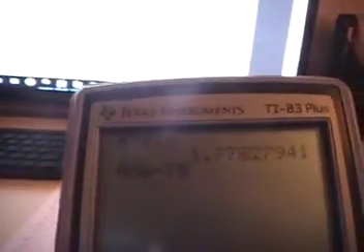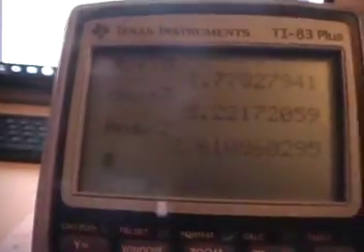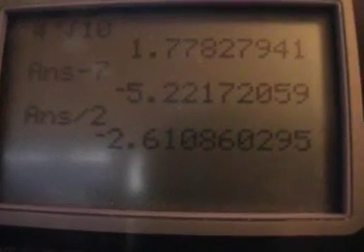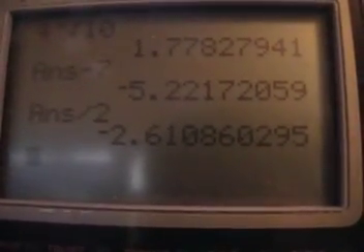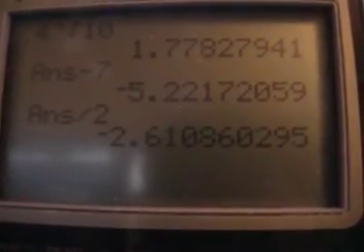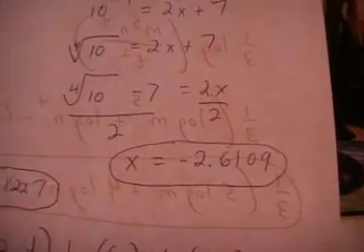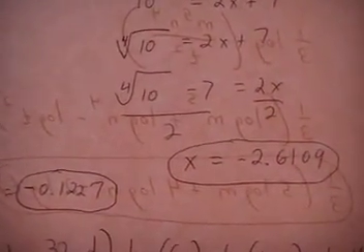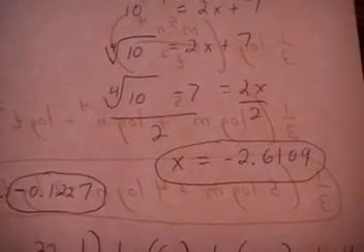Then you can finish it by minusing 7 and divide by 2. There's that negative 2.61086. So the 6 will bump the 8 up to a 9. Negative 2.6109. So all I did was type that in the calculator: the fourth root of 10, then hit minus 7, then divide by 2, and that gets the answer.